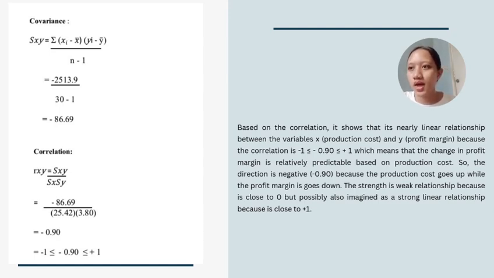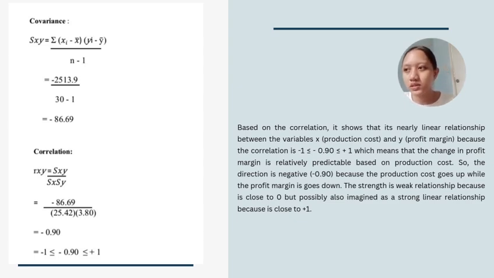We use the covariance to find the correlation coefficient. We use the formula and divide by the standard deviations from part 4. So we take negative 86.69 and divide it by 25.42 multiplied by 3.80, and we got the correlation, which is negative 0.90.